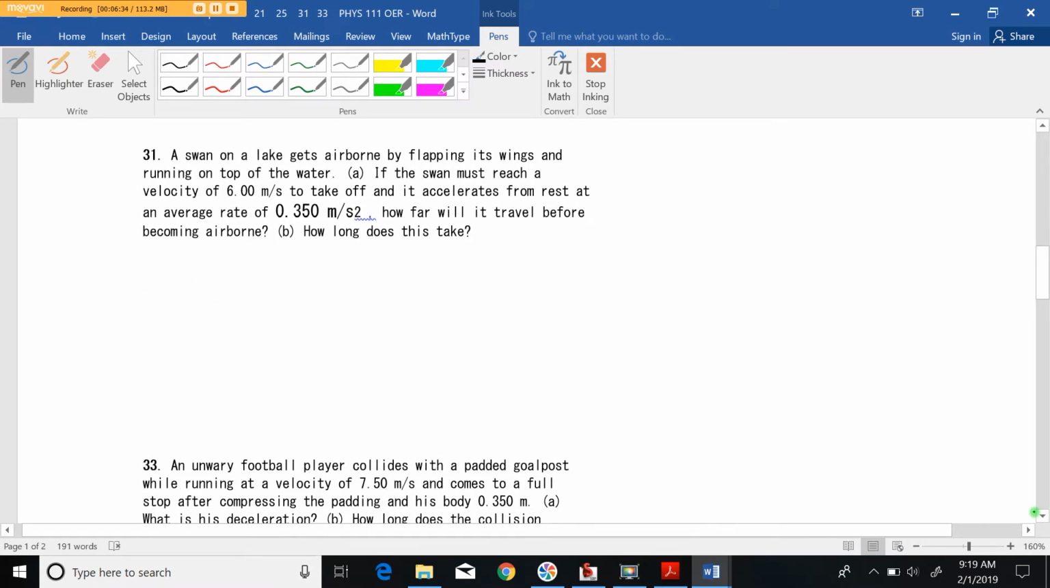31, let's see, a swan gets airborne by flapping its wings and running on top of the water. It must reach 6 meters per second to take off. It accelerates from rest at an average value of 0.35 meters per second squared. So we've got a swan here. That's going to be my swan. And it's accelerating, so my motion diagram would look like this. Remember, these are like snapshots in time. The swan's moving faster and faster, so these delta x's are getting bigger and bigger. The velocity vectors would be getting bigger and bigger as well.